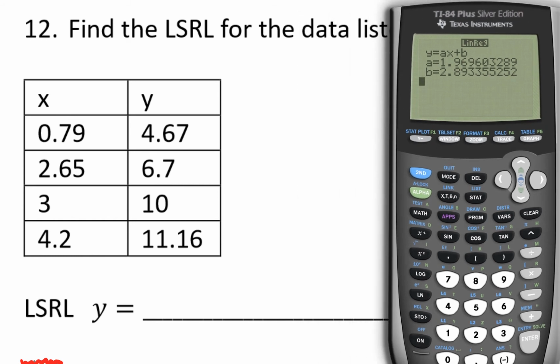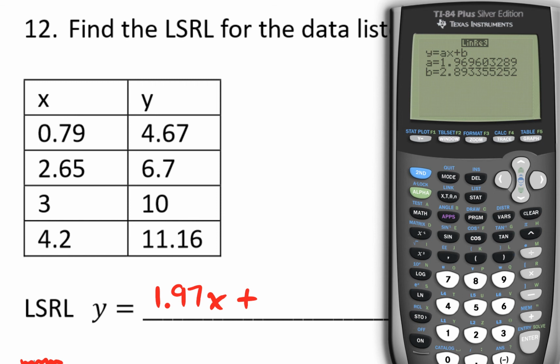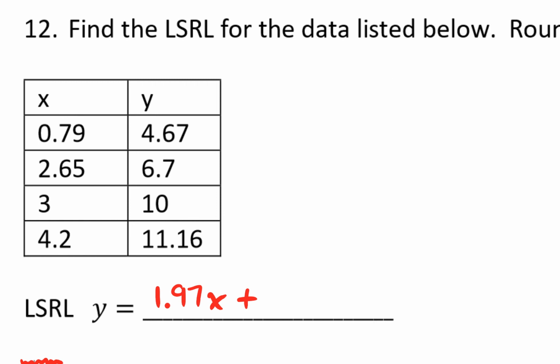I was asked to round both the slope and y-intercept to 2 places. So looking at this, my slope is a, right? So I'm going to round that to 1.97. So I'll say y equals 1.97 times x plus, if I look at b, b should be 2.89, so plus 2.89. All right, and that's it for question number 12. That is the least squares regression line.